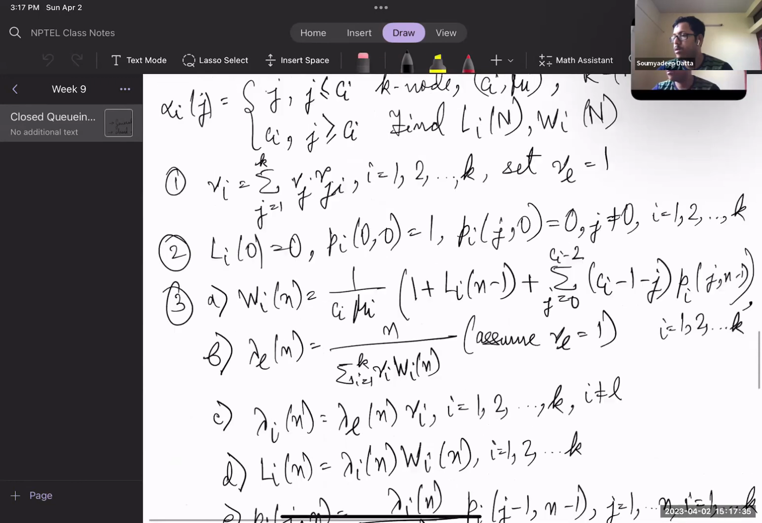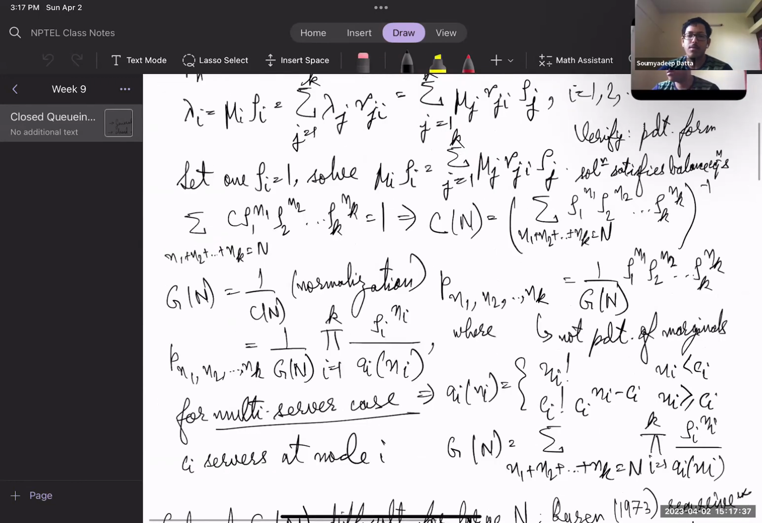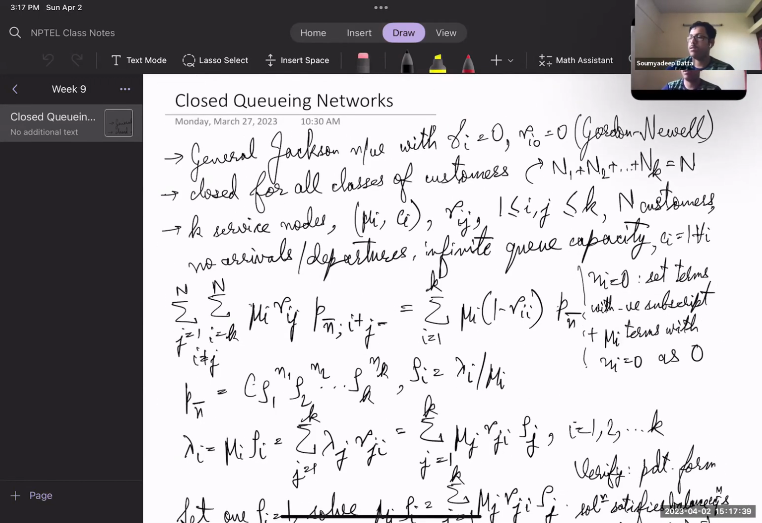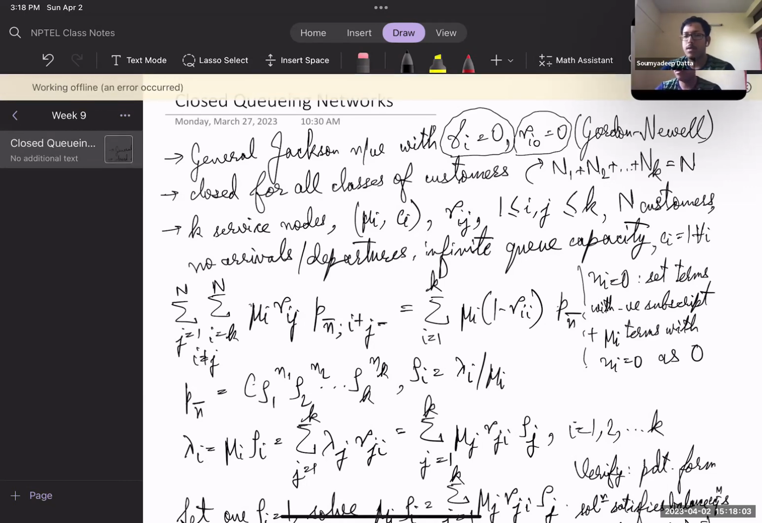Let's discuss today closed Jackson networks. These are networks where the total number of customers is a constant. So there is no external arrival or departure of customers. That's why gamma i is 0. There are no new arrivals and no exits from the network as well, so r i0 is 0, right?